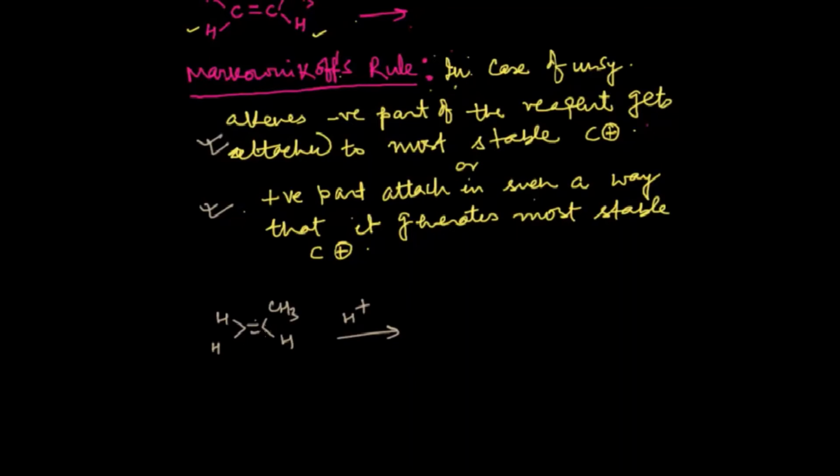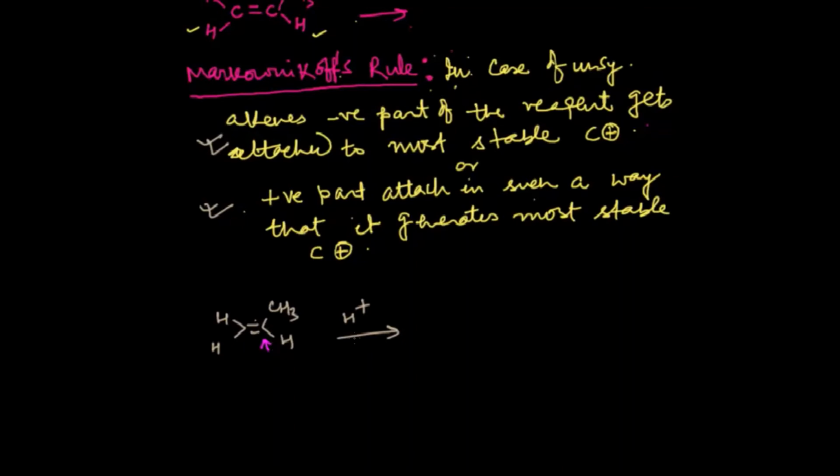Since generation of the carbocation itself is the determining step for this reaction, the carbon where more methyl groups are attached, or more alpha hydrogens are present, is the carbon where the carbocation forms. So H plus is going to the other carbon, and the negative part would be going to attach to that particular carbon. So the carbocation is generated at that particular carbon.